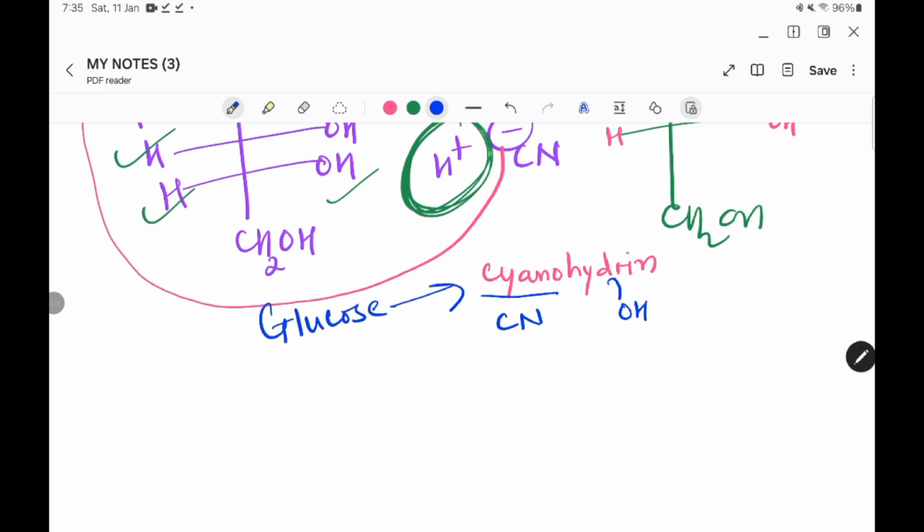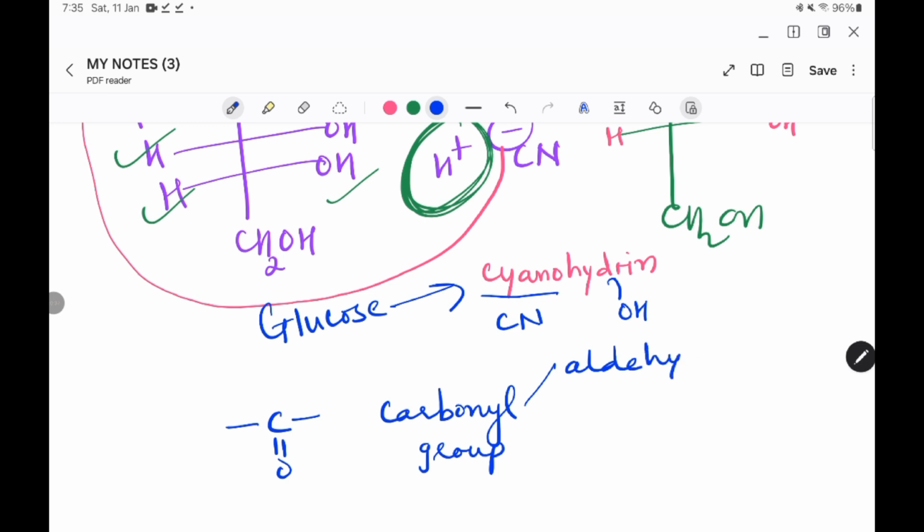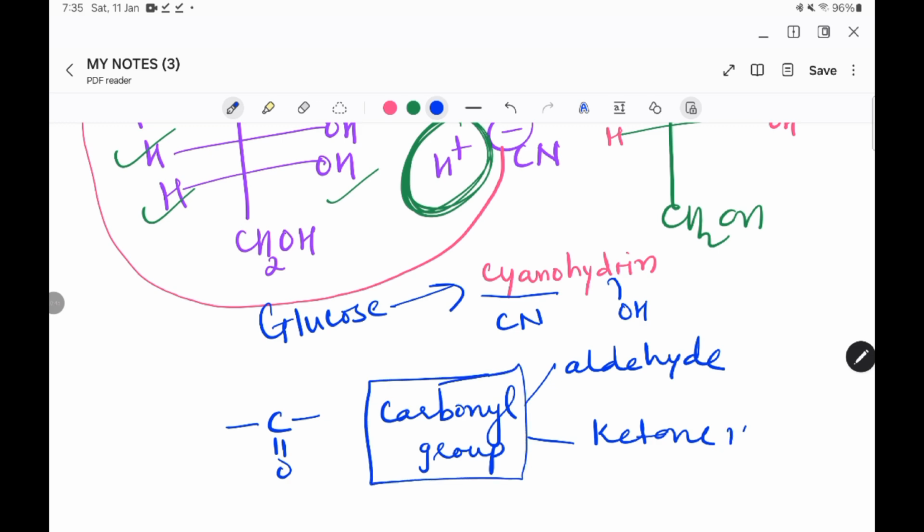Which kind of compounds are going to form cyanohydrins? These compounds which contain a carbonyl group. So this is your carbonyl group, and carbonyl compounds can be either an aldehyde or a ketone. This reaction has proven that glucose contains a carbonyl group, and now we have to prove that it is not a ketone but an aldehyde.